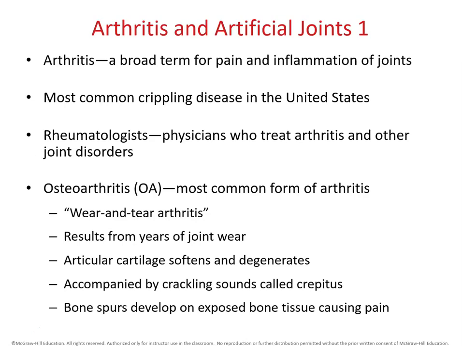When we say osteoarthritis, we sometimes abbreviate it OA. This is the wear and tear arthritis that most people end up getting as they get older. It happens as the cartilage starts to soften and disintegrate. We can observe cracking sounds when somebody stands up, their knees or their ankles crack. Bone spurs can also develop as a result of osteoarthritis.